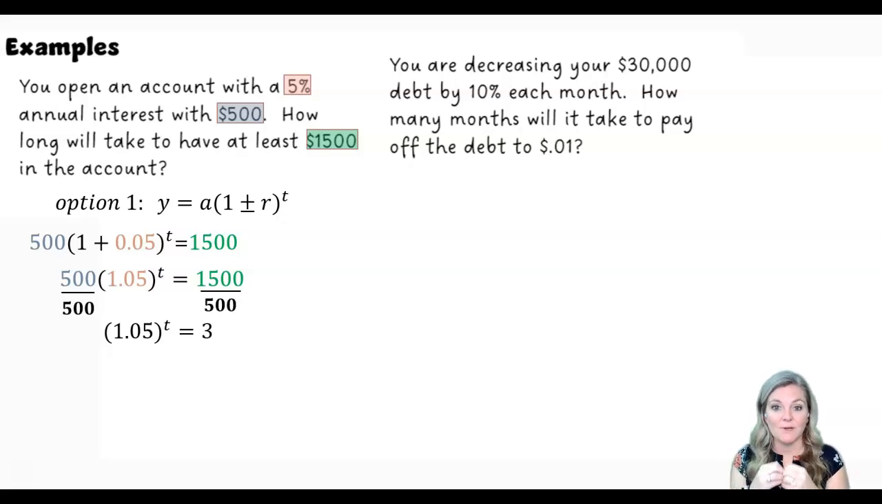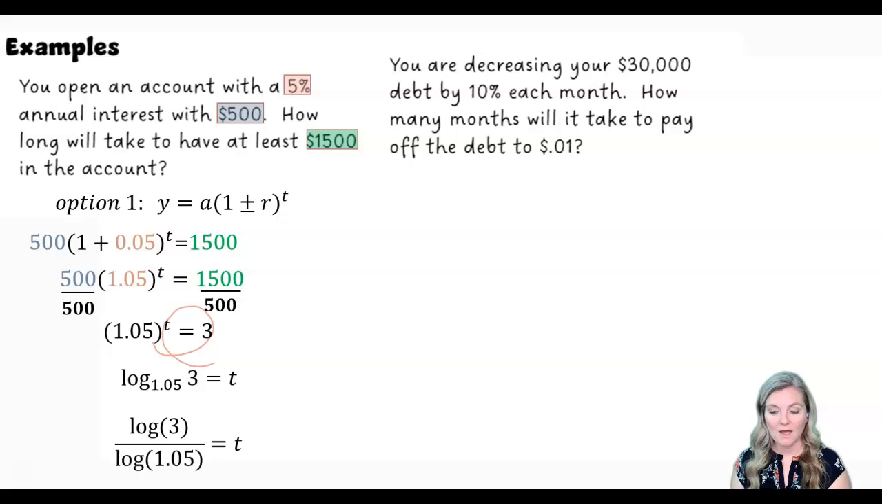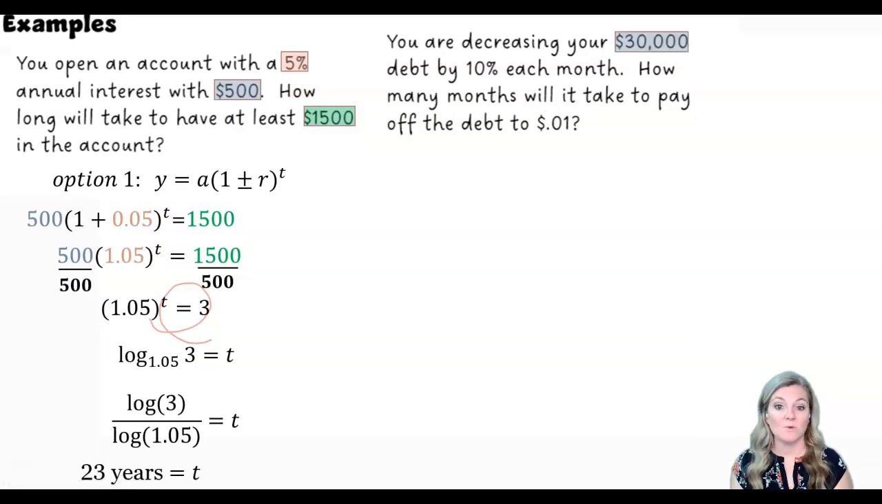My exponent is by itself. The only thing I have is the base and the exponent. So I need to do the e to rewrite it as a log. So that is log base 1.05 of 3 is equal to t. I do change of base, and I get that is approximately 23 years. It's a rounding, but it's approximately 23 years. So in 23 years, with a 5% interest, I will have saved $1,500.